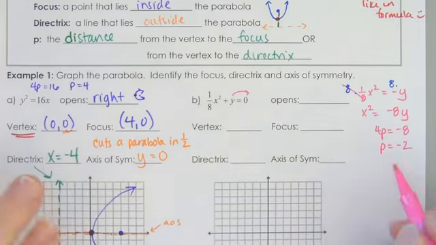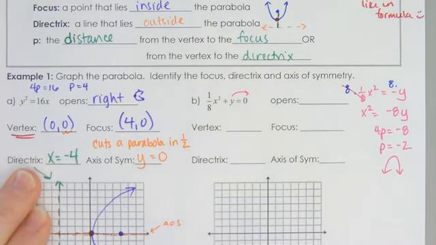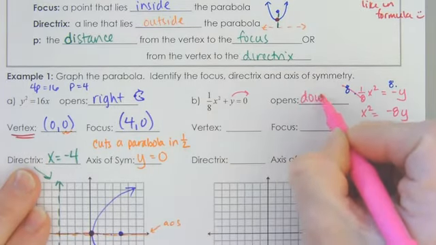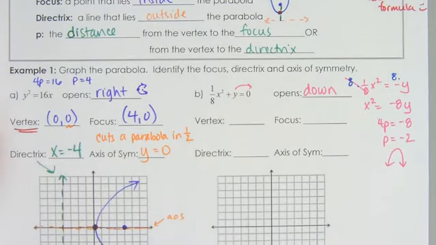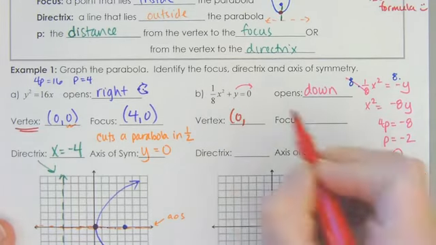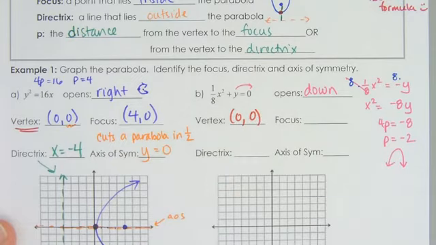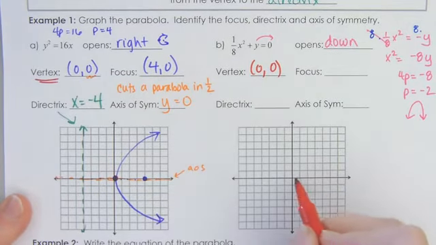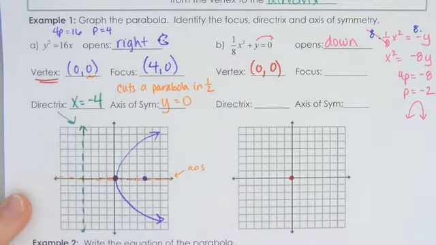Remember, we said this one was either going to open up or down. Since p is negative, this is going to open down. And again, that's because p is negative. The vertex, again, I find that by looking to see what's either added or subtracted to x and y. There's nothing added to the x and nothing added to the y. So I found the vertex again is at the origin, so I'm going to put that right here.